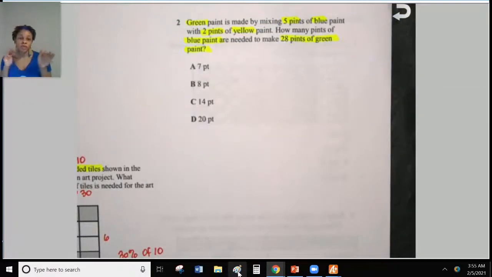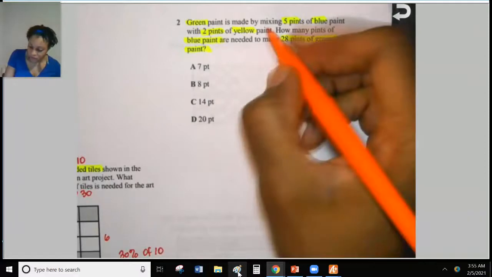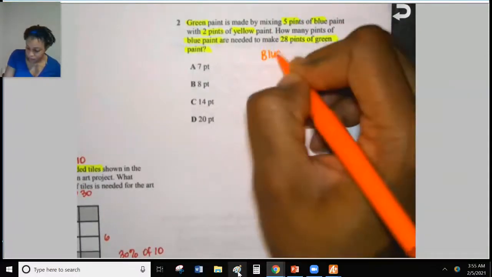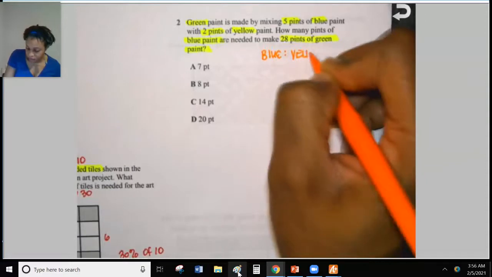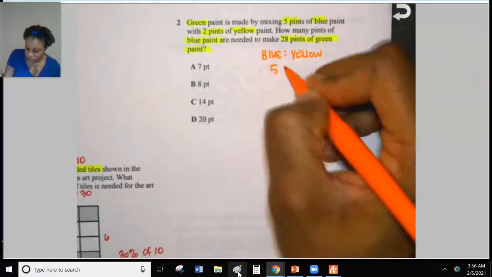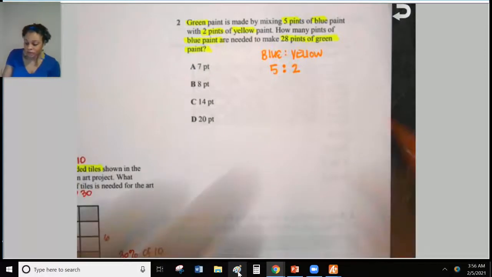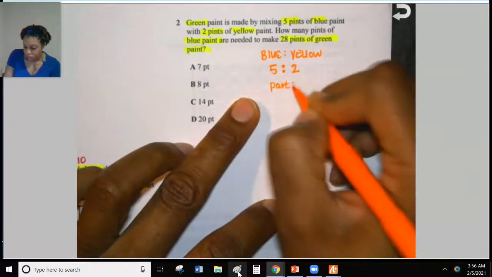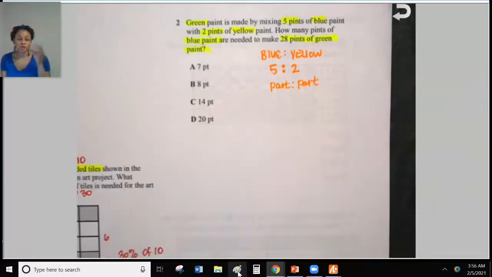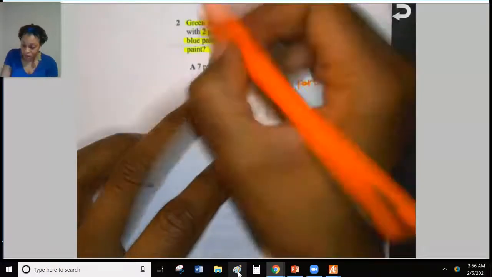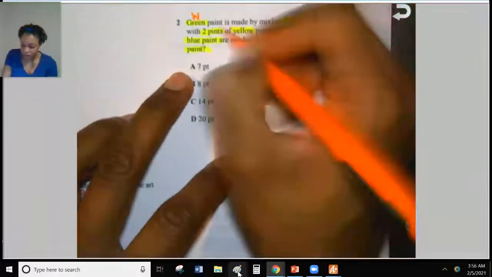There's a ratio of blue to yellow, okay? So we're saying blue to yellow is 5 to 2. 5 to 2, that's blue to yellow. But then there's green. So blue to yellow is a part to part. Okay, we're comparing 2 parts. We're comparing the blue and the yellow together. But then when they come with green, that's the whole thing. Blue and yellow makes a whole. So they're comparing green is our whole, where blue is a part and yellow is a part.